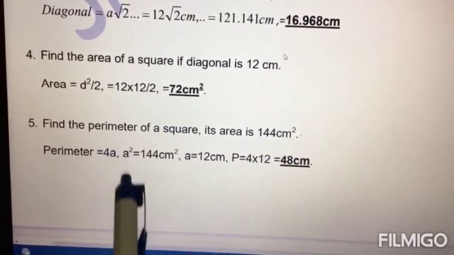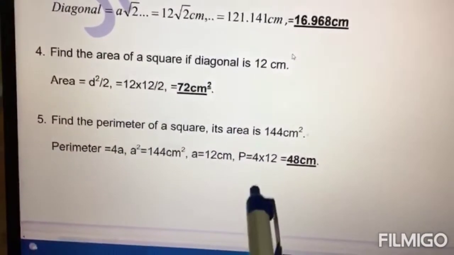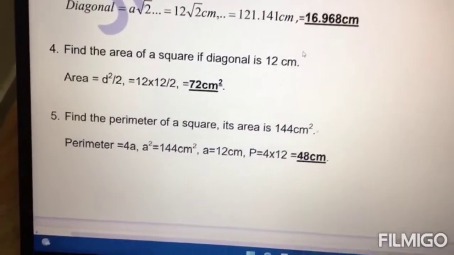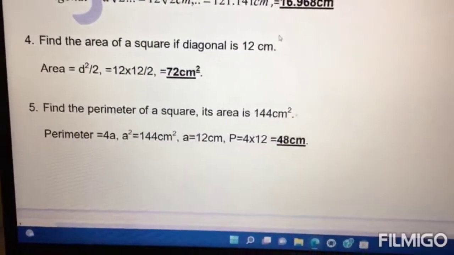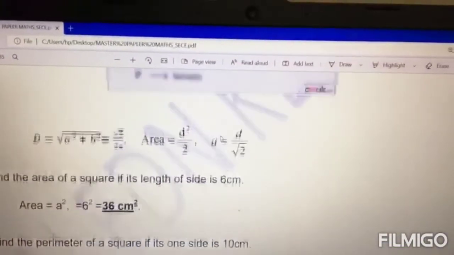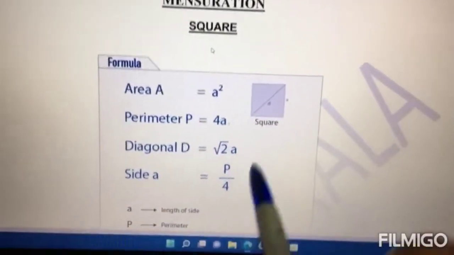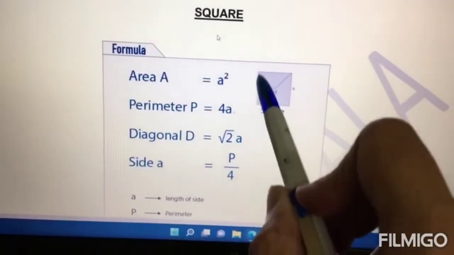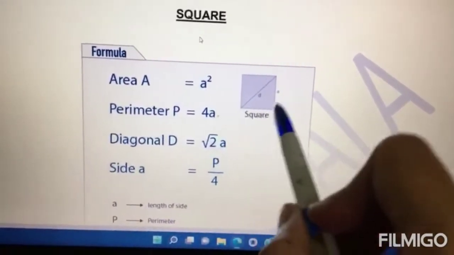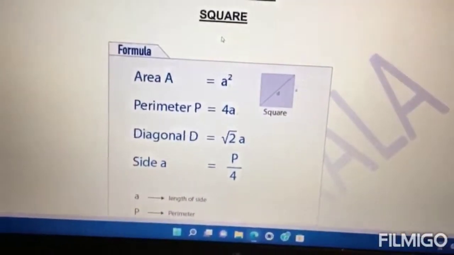Perimeter is 4 into A, which is 4 into side. So 4 into 12 is 48 centimeters. Perimeter is nothing but adding all the sides up. It is not area, and that's why the unit of perimeter remains centimeter and not centimeter square. Perimeter means sum of all the sides of the triangle. It's like boundary, outer wall.